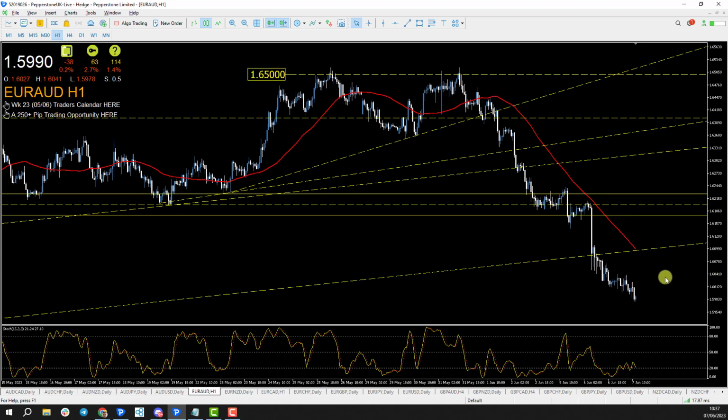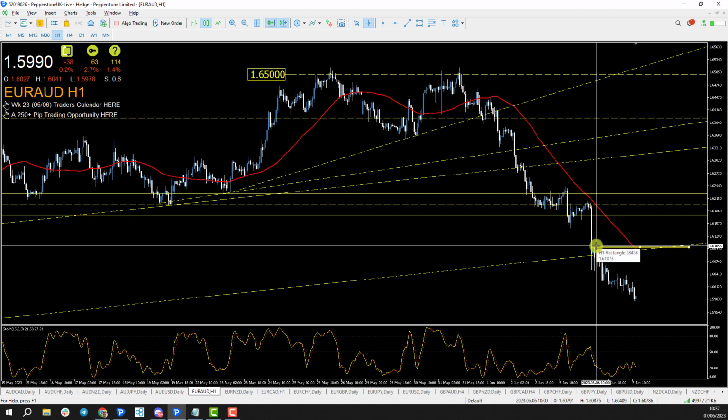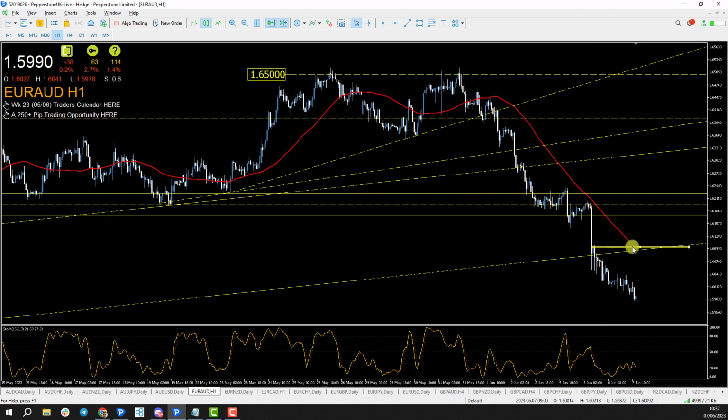Now I'm going to go to an hourly time frame here. I'm going to look for a different entry to what we've been looking at recently. I'm going to look for a potential pullback entry here, and I quite like the opportunity that we could see price coming back in towards this area here. So we've got the 50 moving average as well as this recent high at 1.61. So that's where I'm going to be looking for a potential entry.